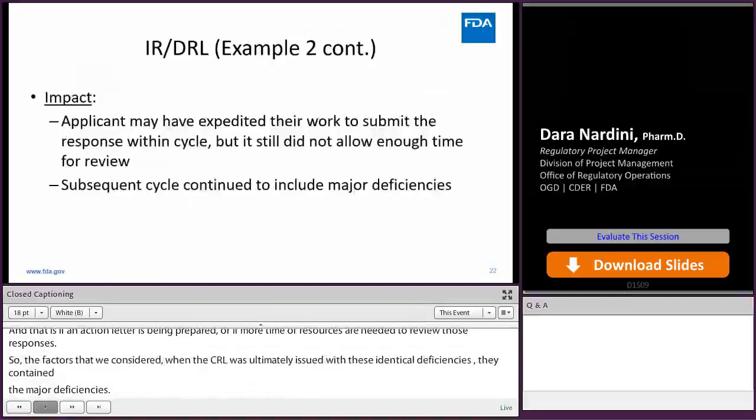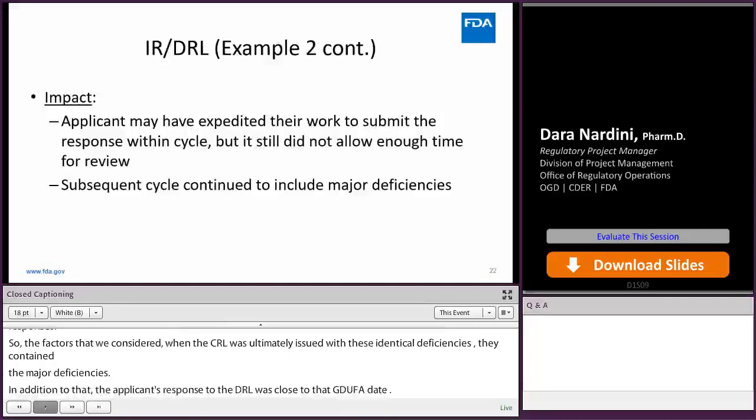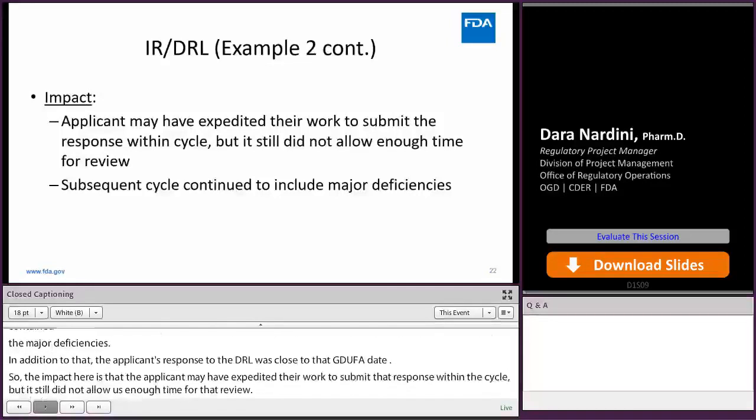So the impact here is that the applicant may have expedited their work to submit that response within the cycle, but it still did not allow us enough time for that review. So this also can impact the quality of the response. In this case, the subsequent cycle continued to include some of those major deficiencies.